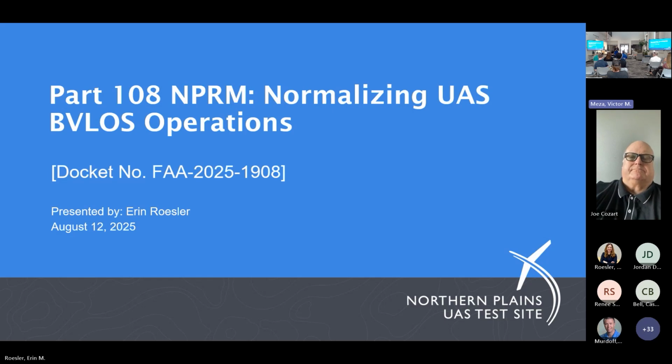The point of today is to first provide an overview of what 108 is, what it is not, who it will affect, what are some of the basic high-level operating rules and takeaways from what we've seen thus far, and then a few nuggets of what we think will definitely be in the final rule, and what are some areas that will be open for debate, open for comment, and then what we can do to help.